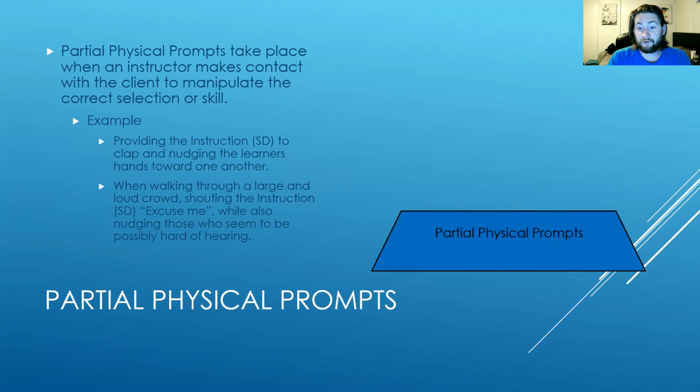Next, we're starting to get to our more intrusive style of prompts. Partial physical prompting is one of the most intrusive and takes place when an instructor has to make contact with the learner, help them manipulate, and select or demonstrate the desired behavior. An example of this would be when walking through a large crowd, shouting the instruction, "Excuse me," while also nudging those who seem to possibly be hard of hearing.